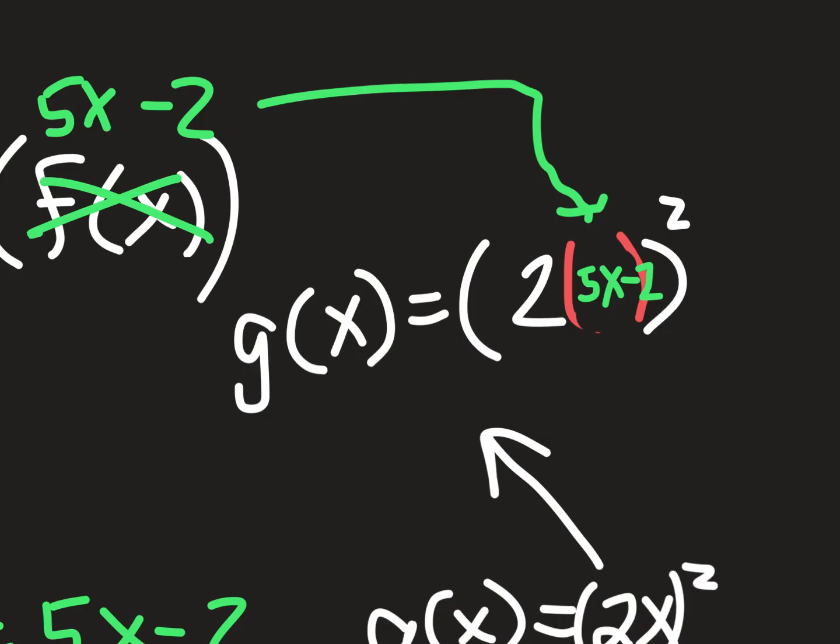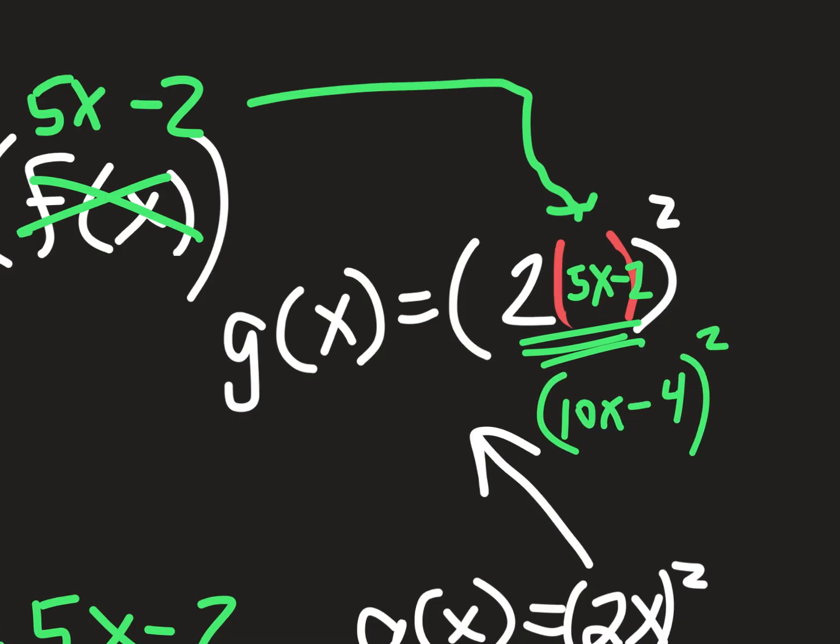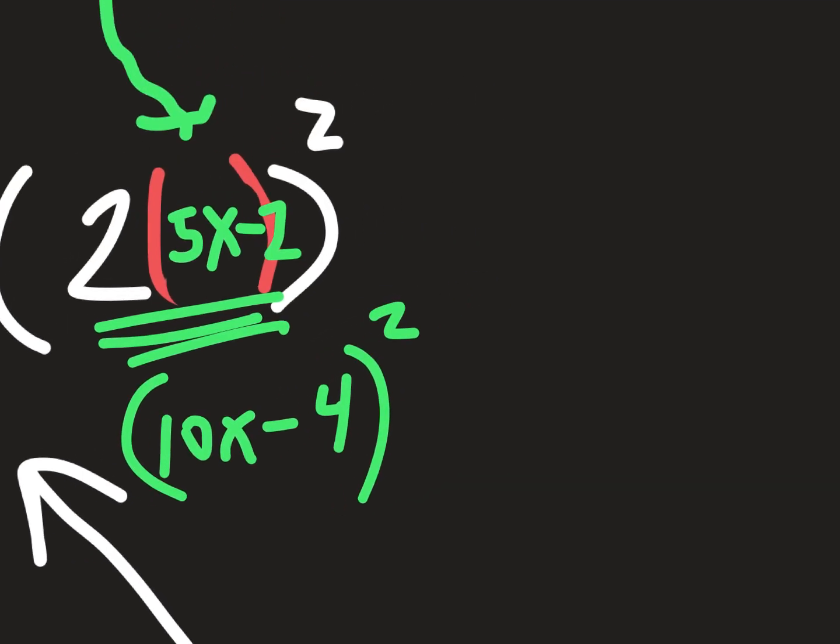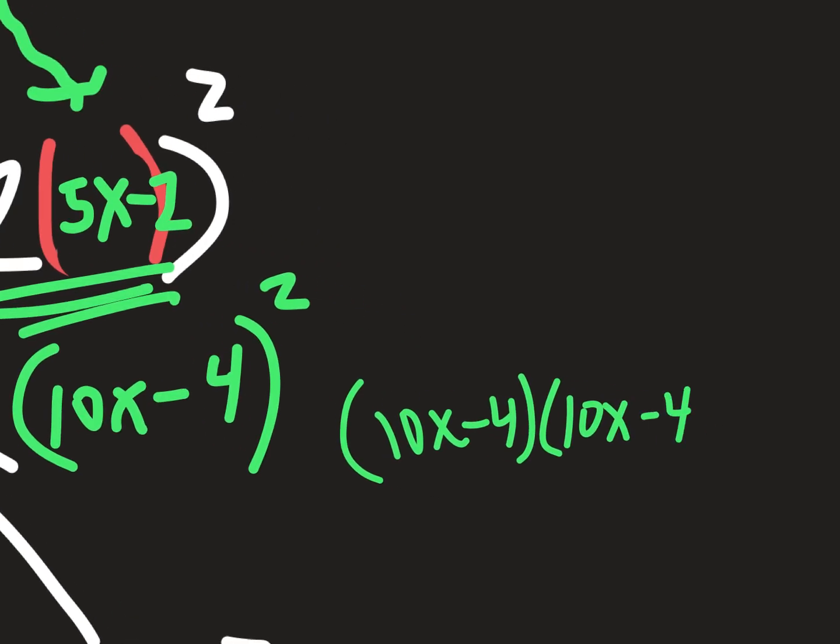So do you know what to do first? The parentheses. So that's going to be 10x minus 4 in the parentheses, and then it's squared. And then so many times kids just think you square both of them. No, you don't. You go 10x minus 4 times 10x minus 4 to get the final answer. Take a second and figure that out.